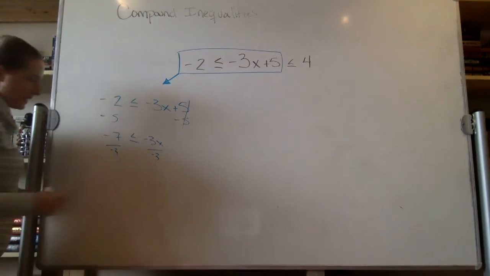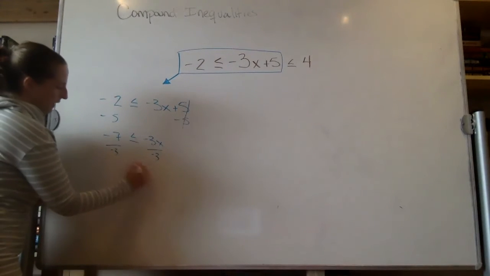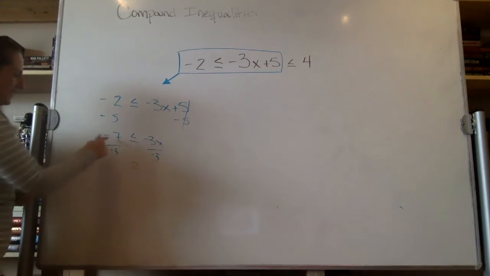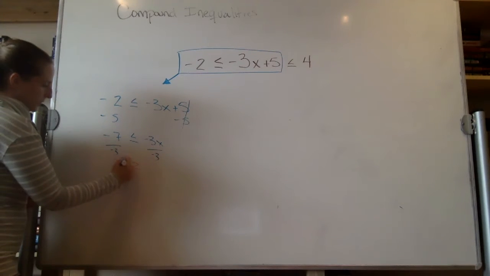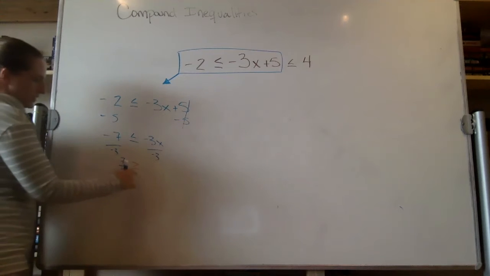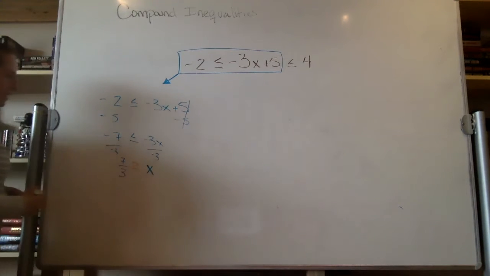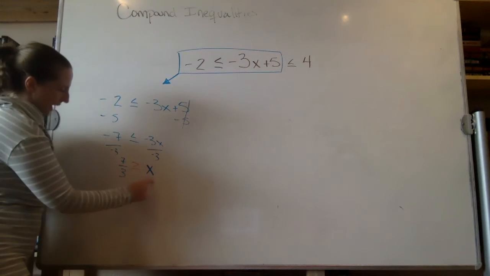Now I'm dividing by a negative, so the warning bells in my head should be going off. Anytime we multiply or divide by a negative, we need to switch the direction of our inequality. -7 divided by -3, negative becomes a positive. So I have 7/3 is bigger than or equal to x, since the -3 cancels. So here's half of our solution. 7/3 is bigger than or equal to x.